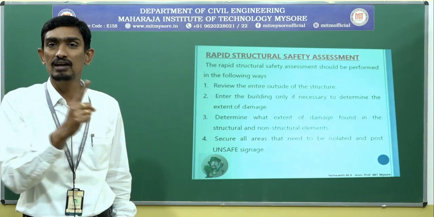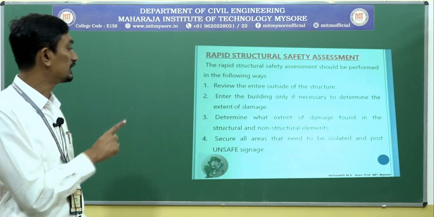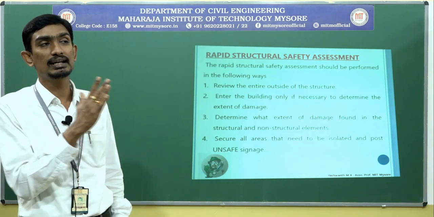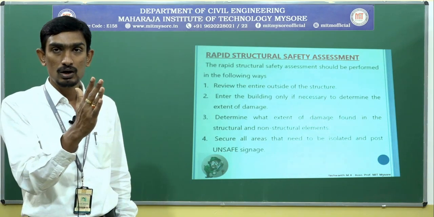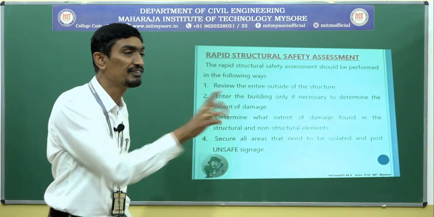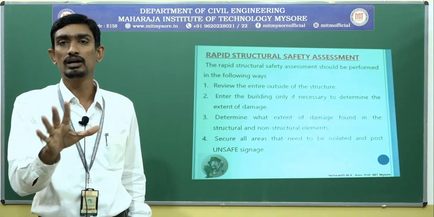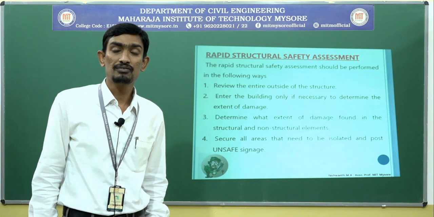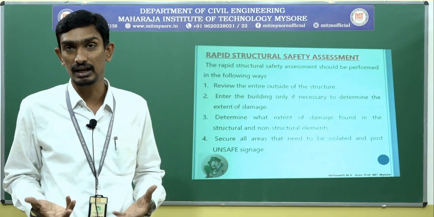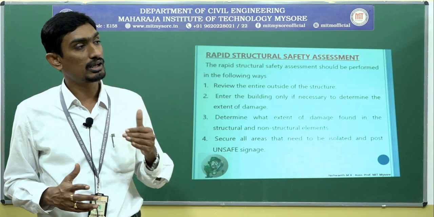The outside periphery of a building you need to observe thoroughly. And the second point, enter the building only if necessary to determine the extent of damage. That means, if you are not able to diagnose the damage properly once you look at the periphery of a building, then enter the building if it is safe. If it is severely damaged, you cannot enter. For example, fire. Once the reinforced concrete element is subjected to severe fire and it has been damaged severely, then you cannot enter.